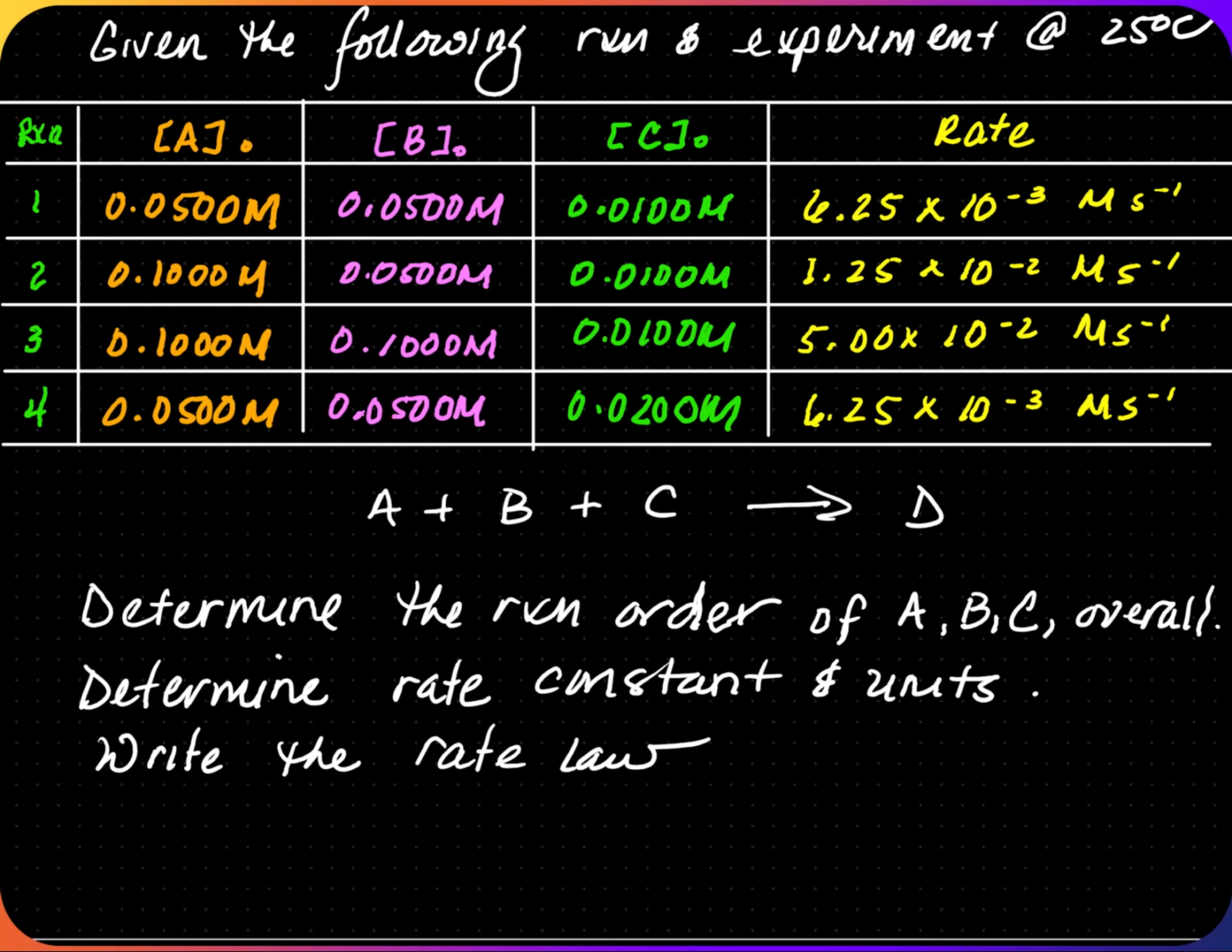You are given the following reaction and experiment at 25 degrees Celsius. They will give you the equation. In this case, it is A plus B plus C yields D. And again, we don't care about the products, so D does not matter. Even if the products are given to you in the data table, we ignore it. So in this problem, we are going to determine the reaction order of A, B, C, and the overall reaction order. We're going to determine the rate constant and its units, and we're going to write the rate law.